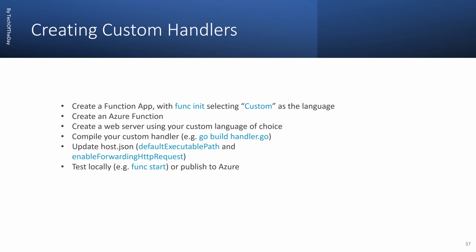And finally, you should also be aware of the purpose of the extension bundles. These are needed to support the bindings and triggers that you use. And this section in the host.json file defines the extension bundles that are available and gets auto-generated for you when you create your function app. So like this, you could get started with creating a custom handler.